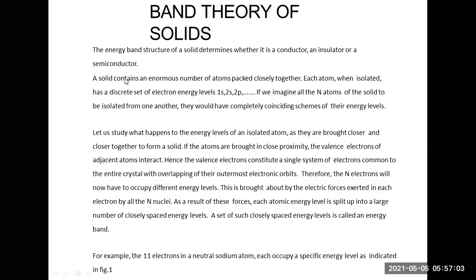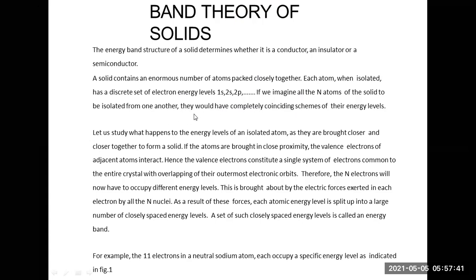In order to understand that, let us consider a solid. You already know, right? A solid contains a numerous number of atoms which are closely packed. Each atom, when isolated, as we just discussed, will have a single energy level. If there are two atoms, two energy levels. If there are n number of atoms, and we imagine all the n atoms of the solid to be isolated from one another, they would have completely coinciding energy levels. If the n atoms are not close to each other, the energy levels will not collide with each other.